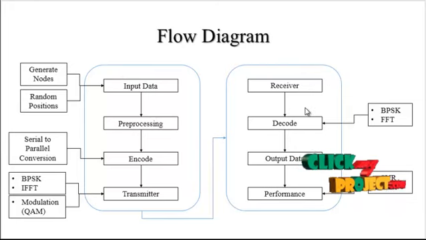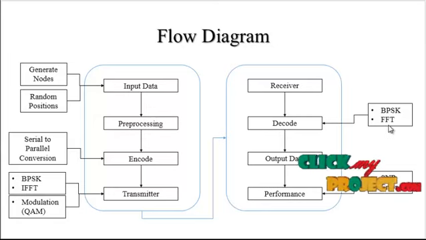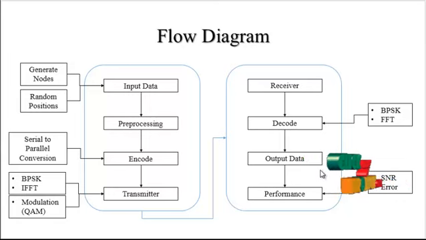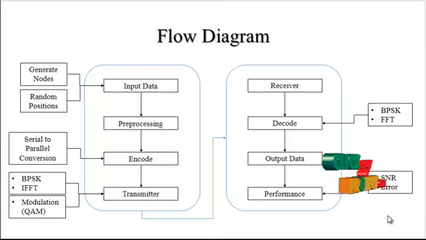In this receiver side, it is the inverse of the transmission side. First of all, we have to decode the data by again applying BPSK and IFFT. In the previous one, we applied the IFFT, so in this one we are going to apply the FFT method to inverse the data. After inversing the data, we have to retrieve the output data. The output data should be the same as the input data, so we have to compare the output data with the input data. Then we have to generate the performance by means of two kinds of performance parameters, that is SNR and error rate.